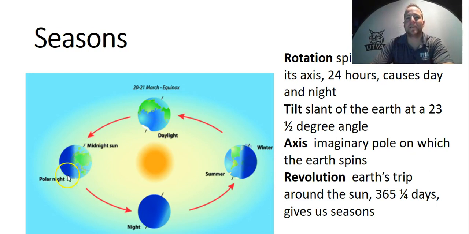So it has that tilt on it, as you can kind of see on the screen right here, and it's tilted. And so basically when it's tilted away from the sun, it's more shining on, you have what's called our tropics, which is 23.5 degrees north and 23.5 degrees south.